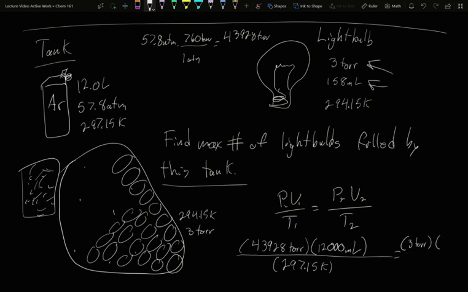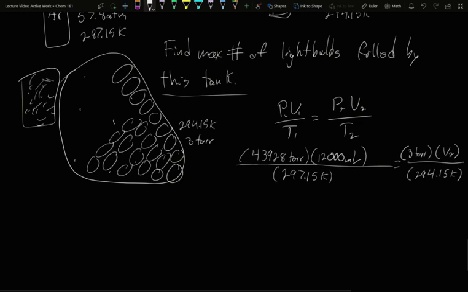Some other volume we don't know yet, and our final temp of 294.15. If I rearrange and solve for volume 2, 43,928 times 12,000 divided by 297.15 times by 294.15 and divided by 3. Rearrange, we will find 1.739 times 10 to the 8 milliliters. This is the total volume.